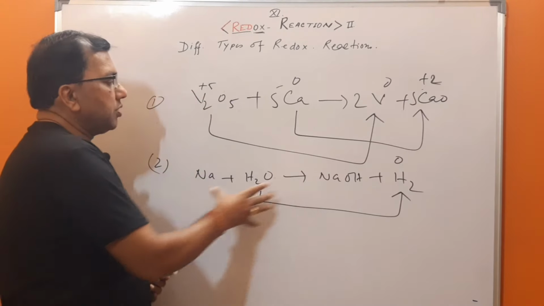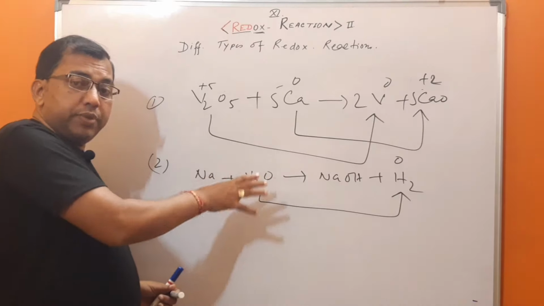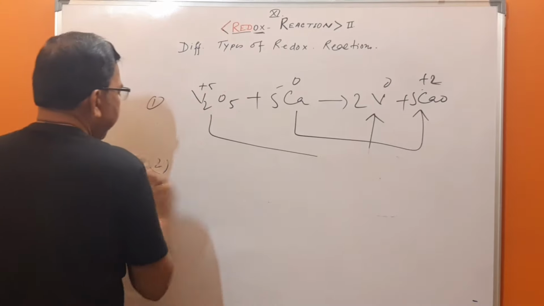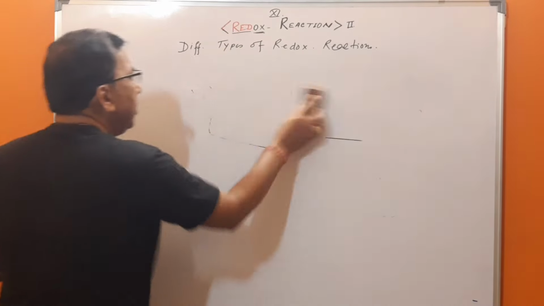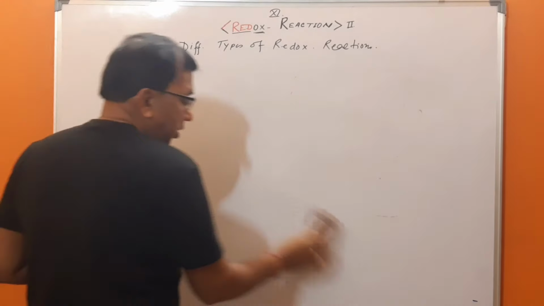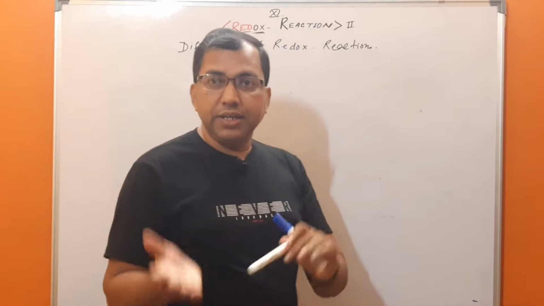So it is a redox displacement reaction. Redox non-metal displacement reaction. Clear? So in this way you can practice it. Just go through it. You have to find out the oxidation number of both of these, and check which is oxidation and which is reduction. In this case, oxidation and reduction take place simultaneously.